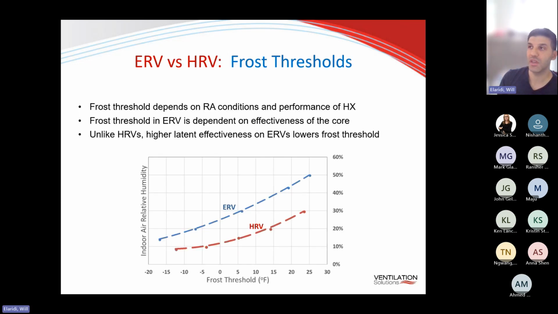Now, ERVs versus HRVs in terms of frost thresholds, ERVs actually have a higher frost threshold because of their ability to transfer moisture in a vapor state, which delays the consequences of the frost building up on the membrane. Because it's able to transfer that humidity, it delays that process. For example, on the HRV, we have our frost threshold at -12 degrees Celsius, while the ERV is at -17. So the higher the effectiveness or efficiency of the ERV, the lower the frost threshold it's capable of handling.